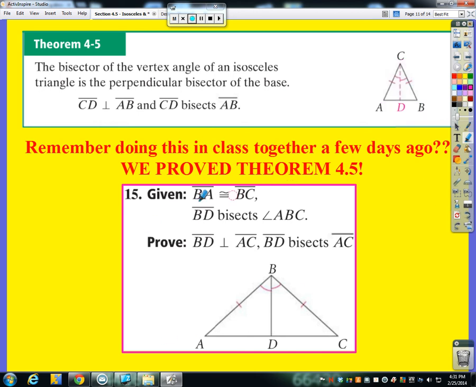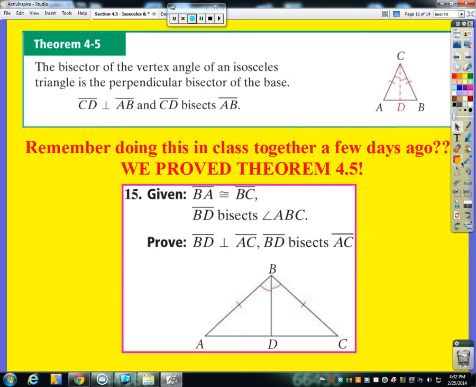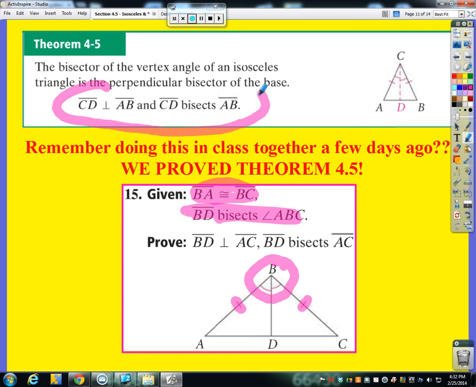Now, this was problem 15 that we did together in class out of your homework from section 4.4, the CPCTC section. This is essentially Theorem 4.5, right? It says that if we had the bisector of the vertex angle of an isosceles triangle, they told us we've got two congruent sides, which means this is an isosceles triangle. And we bisected this angle ABC, which happens to be the vertex angle. So what does that mean is true now?